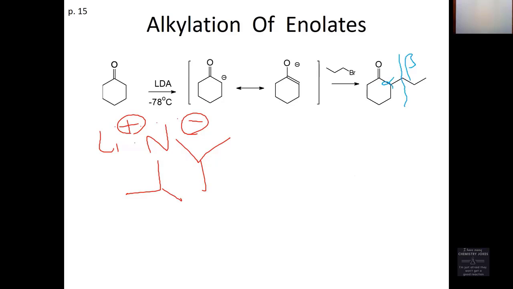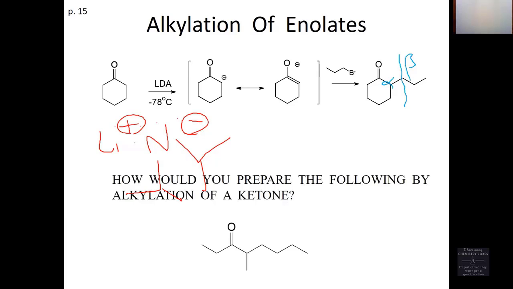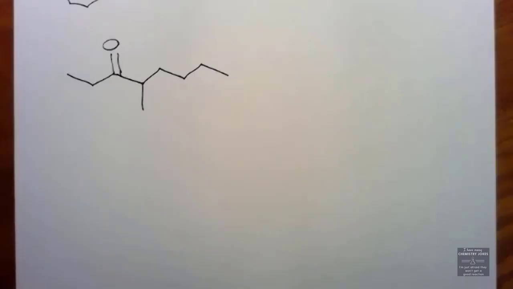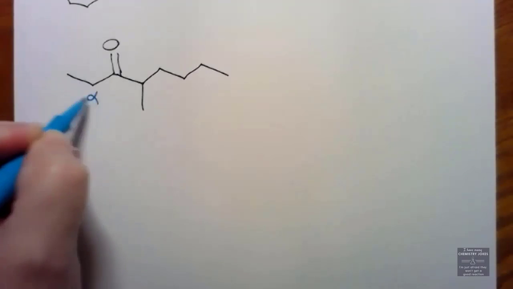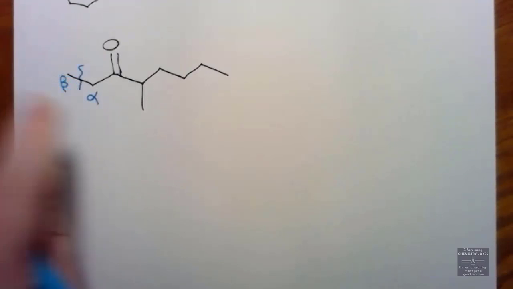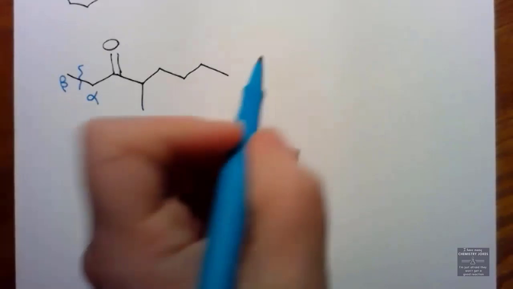LDA is very useful and flexible for being able to alkylate many types of alpha carbons. So let us work on a synthesis problem. How would you prepare the following by alkylation of a ketone? Let's draw it. So just like all the others, alkylation with LDA makes alpha-beta bonds. So I could propose a synthesis to make this alpha-beta bond.